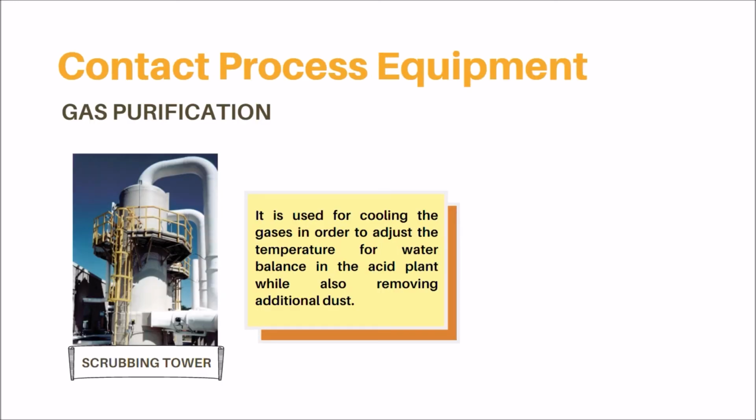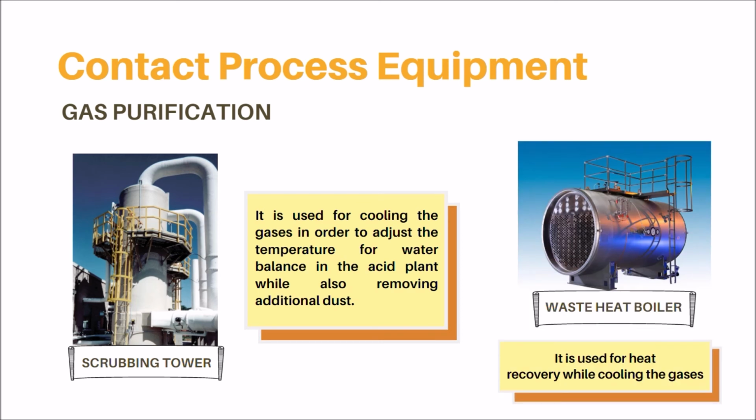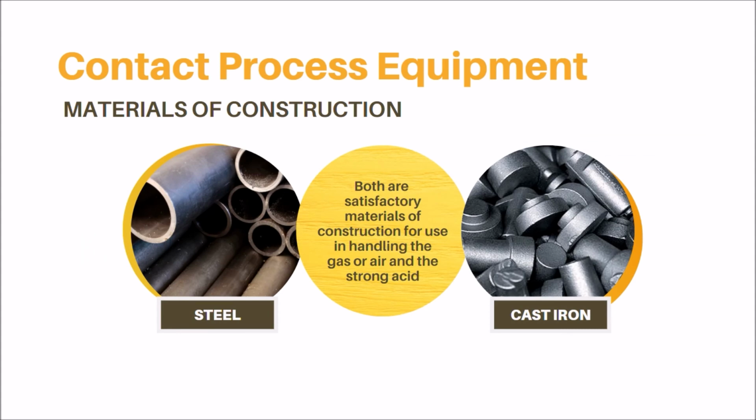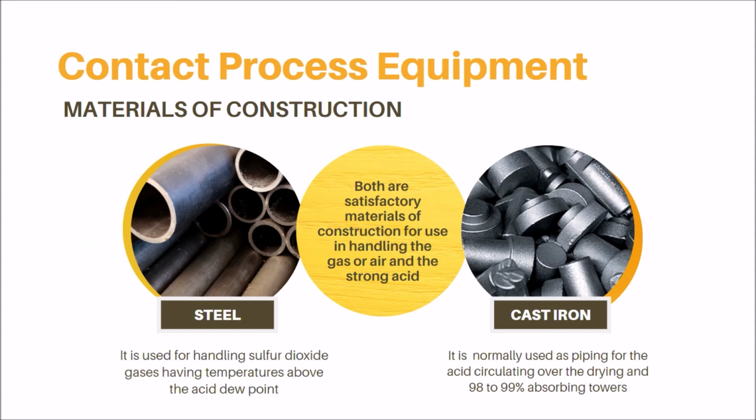Plants which must handle impure sulfur dioxide gases, such as those from smelters or roasters, and other processes may include waste heat boilers for heat recovery while cooling the gases, and electrostatic mist precipitators for removal of acid mist and residual dust and fume. Ordinary steel and cast iron are satisfactory materials of construction for use in handling the gas or air and the strong acid.